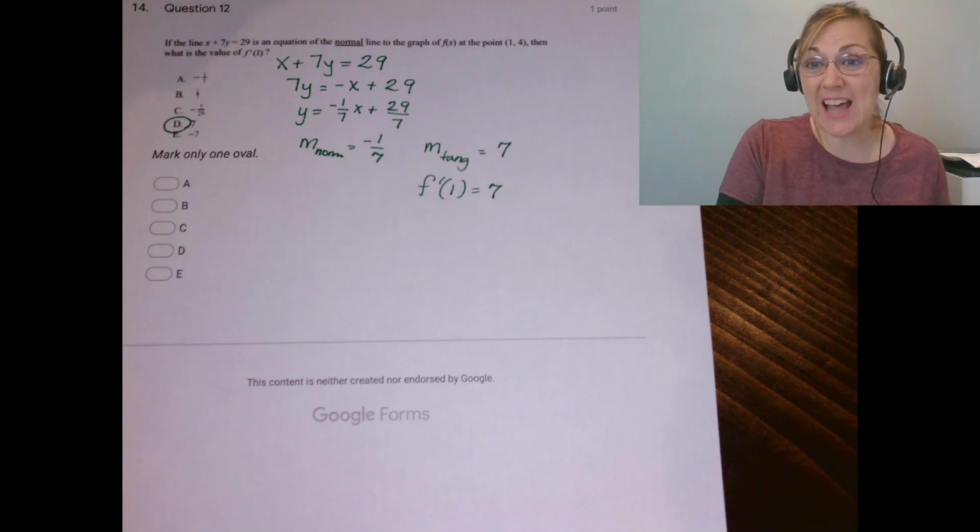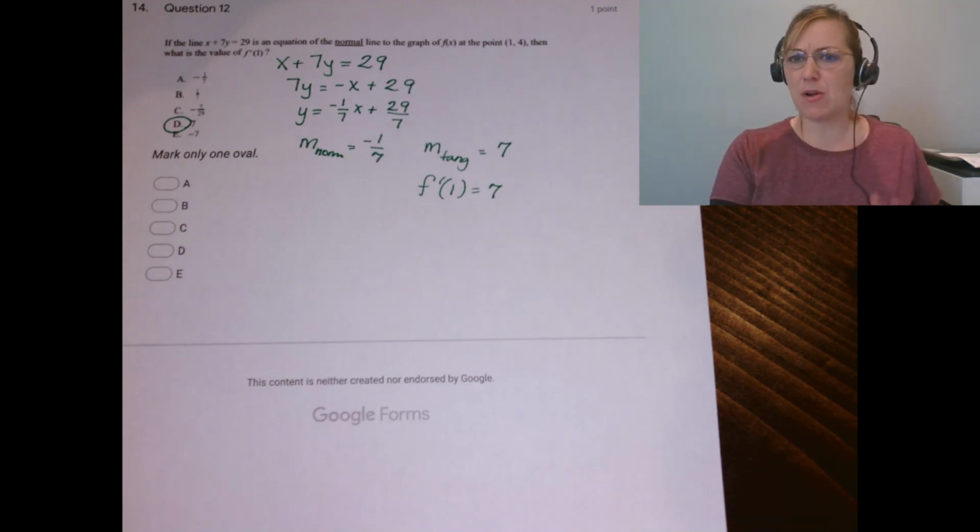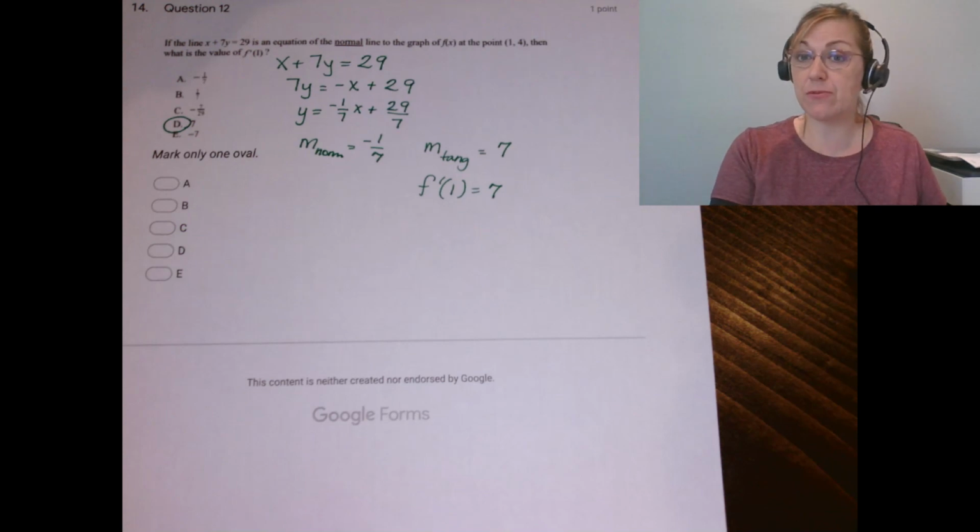So friends, I hope this helps you with the problems from this part of the test. Really working through the derivative rules.